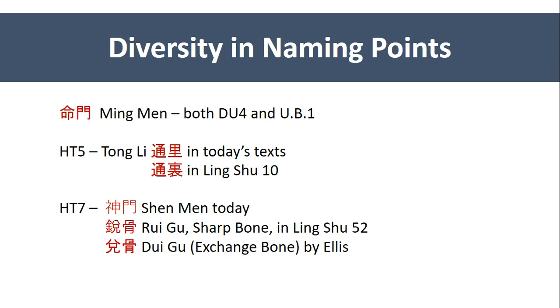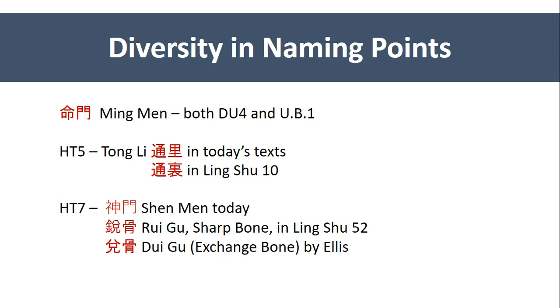We also know that many points have more than one name. For example, Mingmen in the Lingshu always refers to bladder 1, never to Du 4, and it claims explicitly that Mingmen is at the eye. This is in Chapter 5 of the Lingshu, and then again in Chapter 52. Heart 7, which we call Shenmen, is referred to as Guigu, the sharp bone, in the Lingshu. Ellis gives only the right side of that character, which is Dui, to cash or to exchange, in Grasping the Wind, in the alternative names for Heart 7.